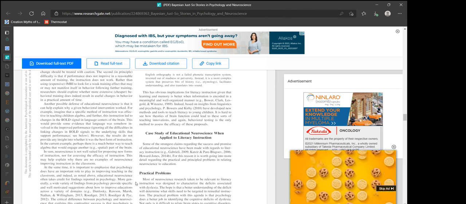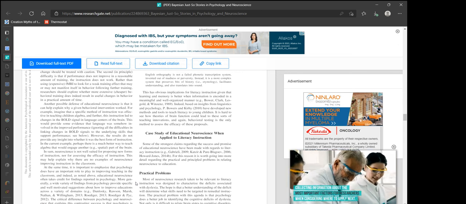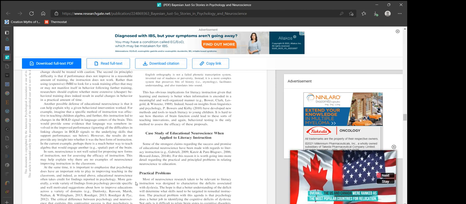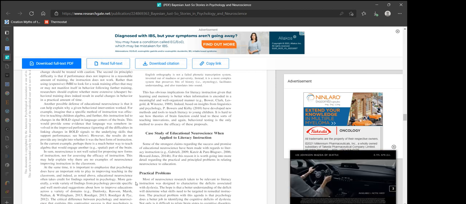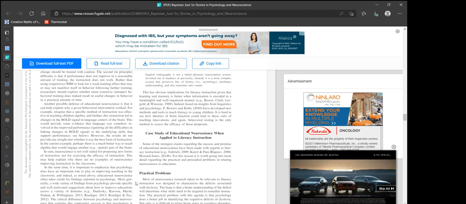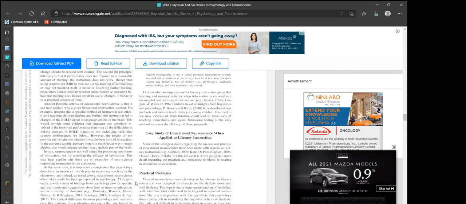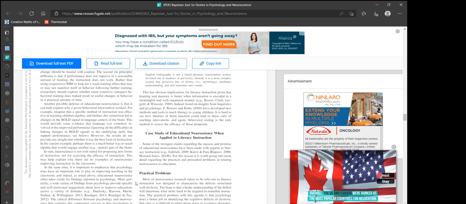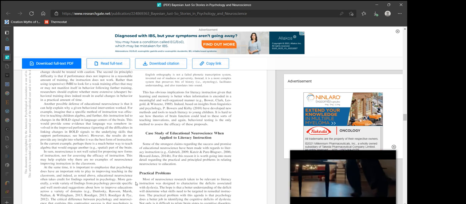In the current example, perhaps there is a much better way to teach algebra that would engage another, for instance, spatial part of the brain. In sum, neuroscience is not well suited for proposing new forms of instruction, nor for assessing the efficacy of instruction. This may help explain why there are no examples of neuroscience improving instruction in the classroom.